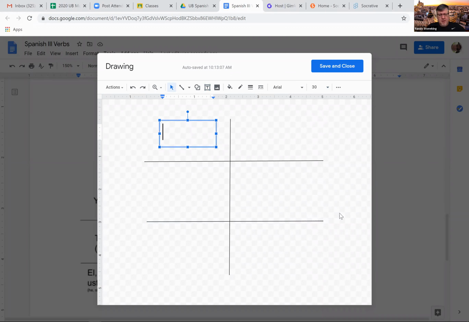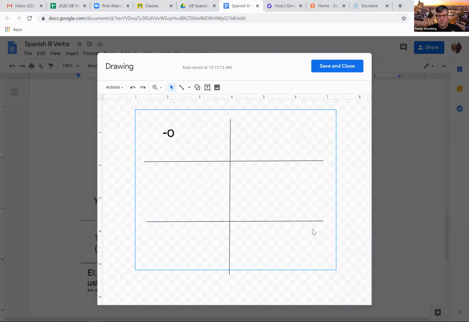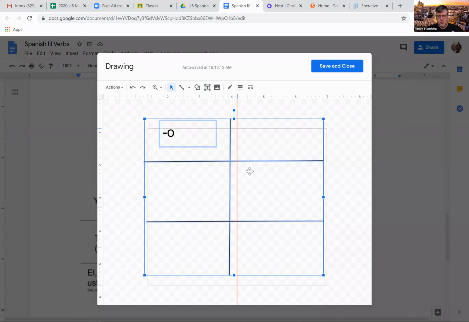So remember that the yo form, the ending that goes with it is an O. I'm going to do it like this, is an O. And we should probably put a little heading here. Let me slide this down.